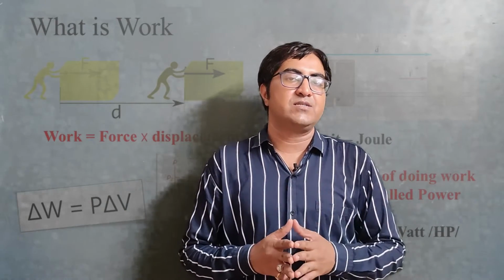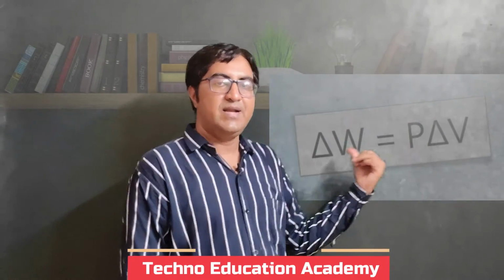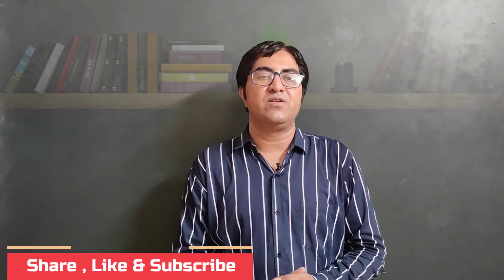So dear friends, you can understand how we can derive it: delta W equals P delta V. It is the mathematical definition of work done.